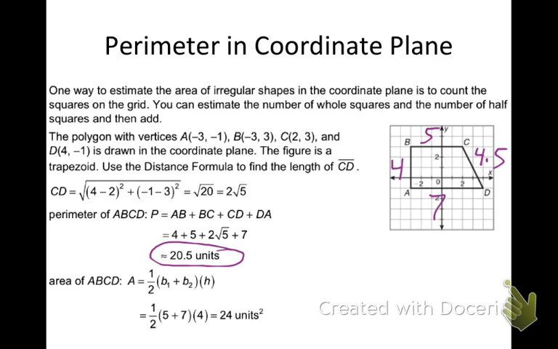And then to find the area, we'll use your area formulas. The average of the bases times the height. So 5 plus 7 is 12. Half of 12 is 6. 6 times 4 gets me 24 units squared. So we're looking at perimeter and area in the coordinate plane today.